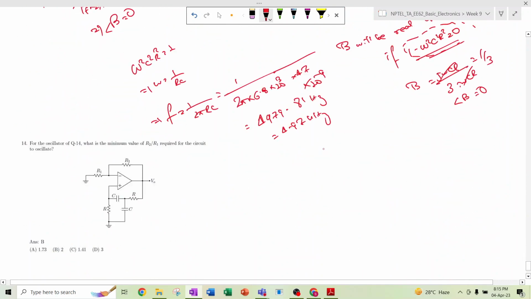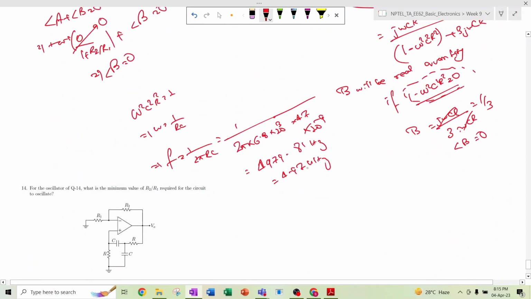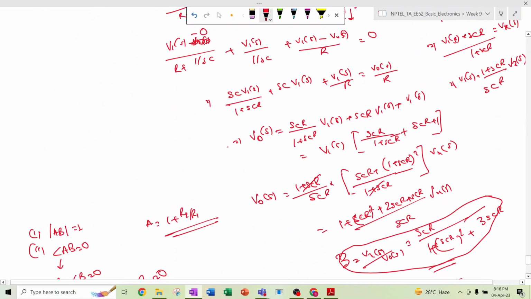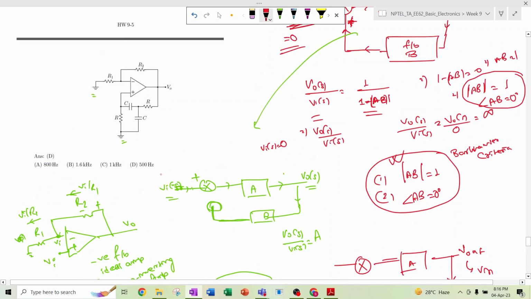Sorry, I think I have made a mistake. Okay, I'm calculating this once again. 10 to the power 6 divided by 2 divided by 6.8. Oh, this is coming to be 497, sorry. So this is coming 497 hertz. 497 means almost equal to 500 hertz. So the correct answer will be option D, 500 hertz.